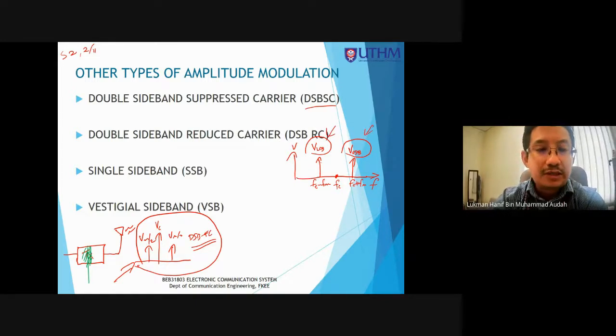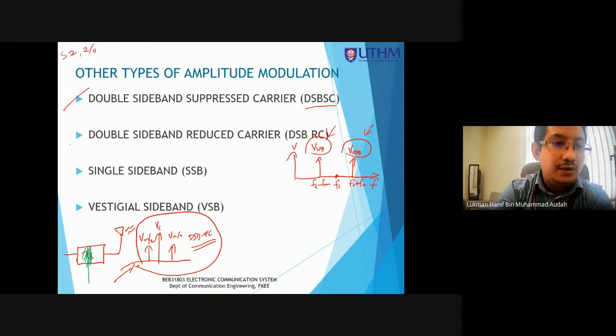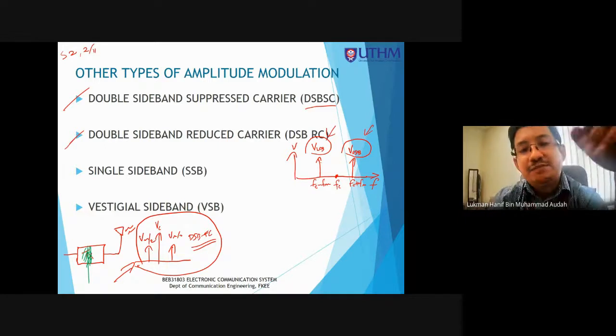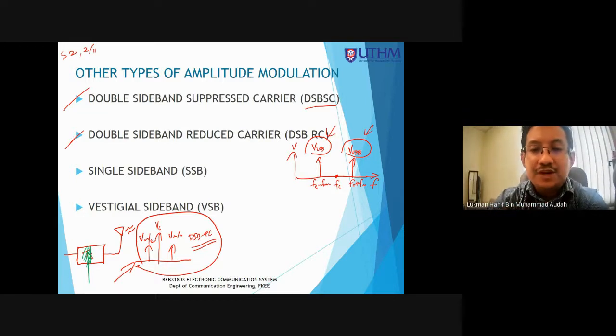And then we will see double sideband reduced carrier. Reduced carrier is quite similar to the suppressed carrier, but in this case we reduce the carrier component by a certain amount.